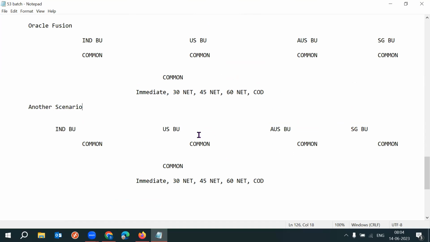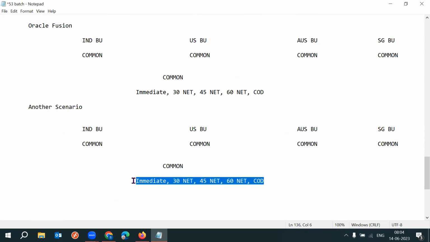In the case of Singapore, I don't want these payment terms. I want separate payment terms, so you can also do that. You create a separate reference data set called Singapore reference data set. Under that, you only create whatever you want.